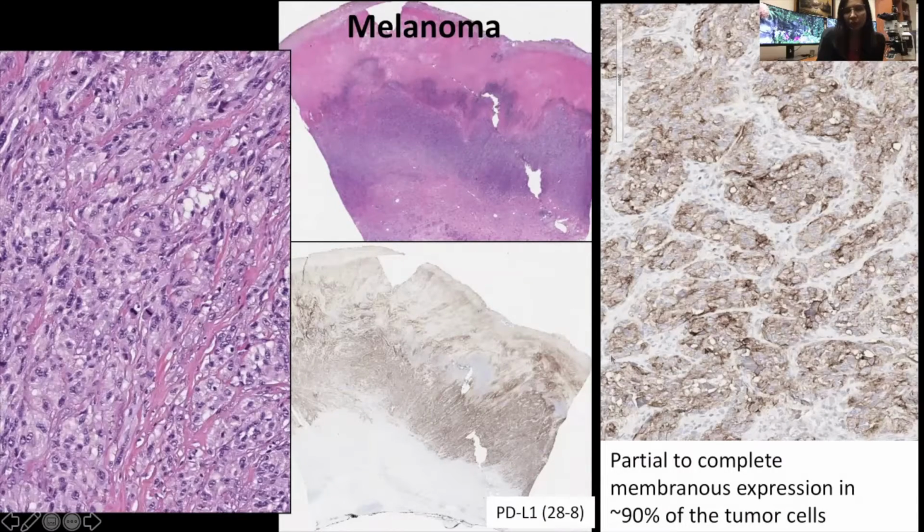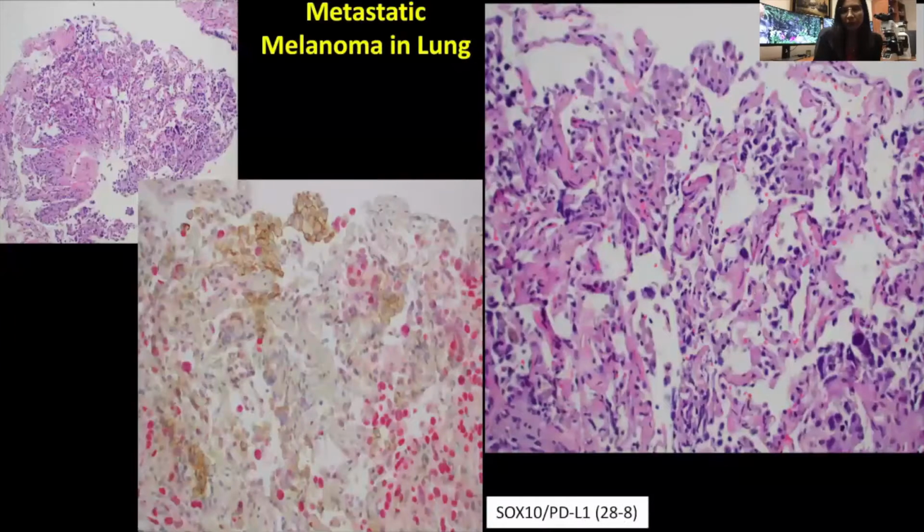Here's the H&E and the representative PD-L1 stain slide, and you see this partial to complete membranous expression with variable intensity of PD-L1 in approximately 90% of tumor cells. So this is the representative section for metastatic melanoma of lung. Here is the PD-L1 expression showing this membranous staining in these cells.